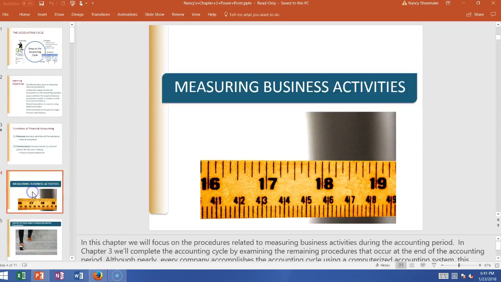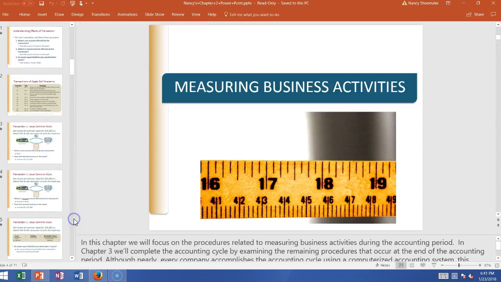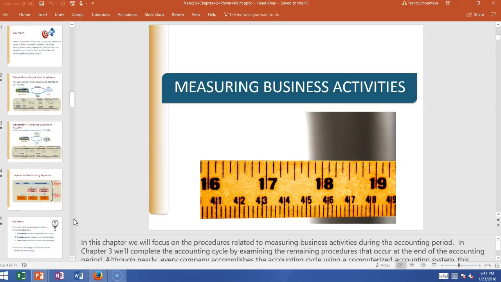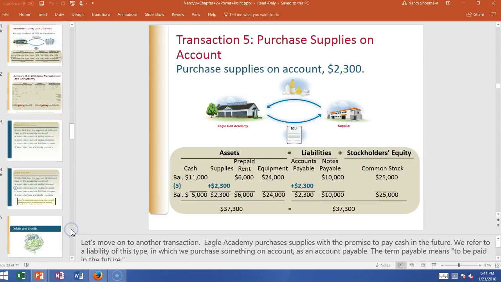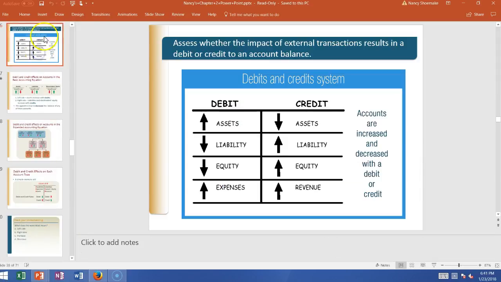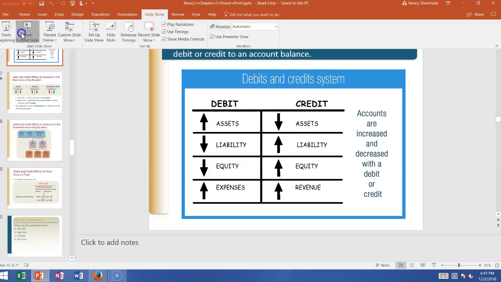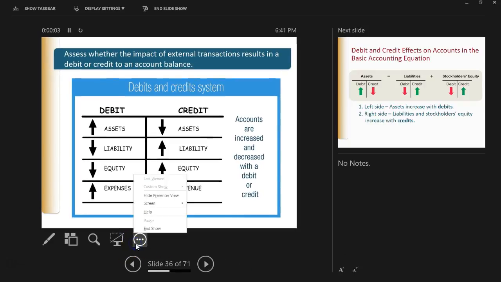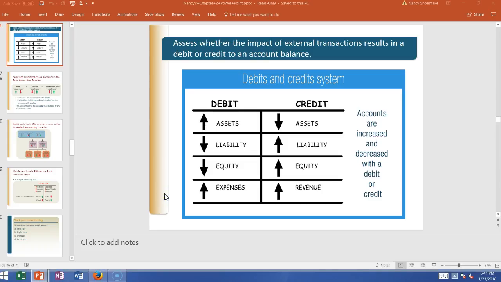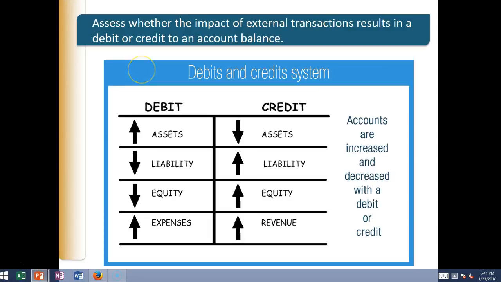The debits and the credits. And so what we spent a lot of time focusing on here is that our debits only mean left and credits only mean right.